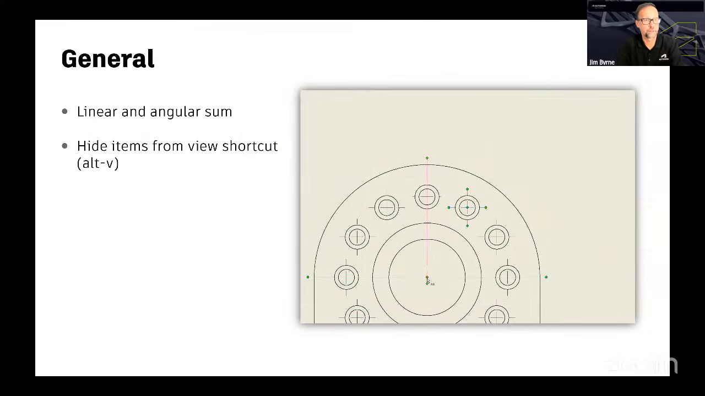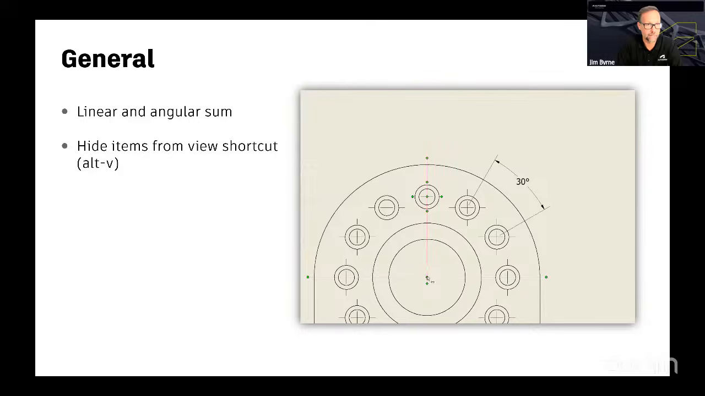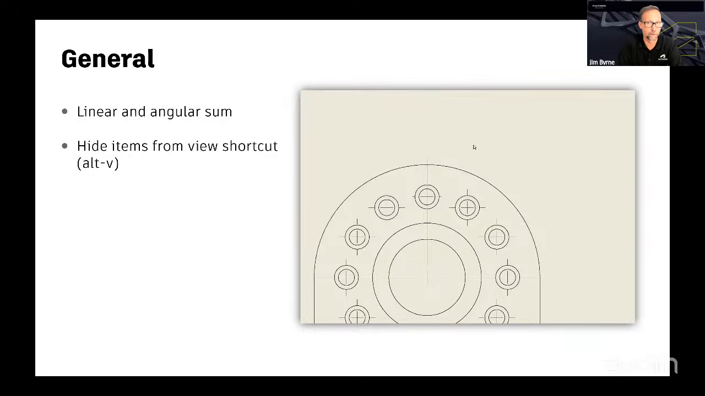Here's another one for, well, dimensioning. Inventor now supports two new dimension types, linear sum and angular sum. And so these might be useful to you where if you have a pattern, you can place a base dimension, and when you right click on it, you can create a sum dimension showing total length or angle.